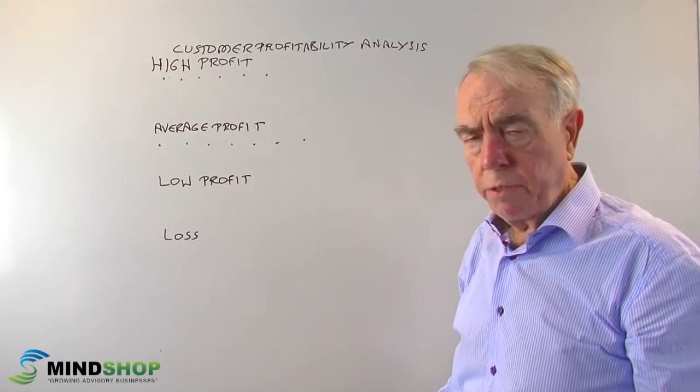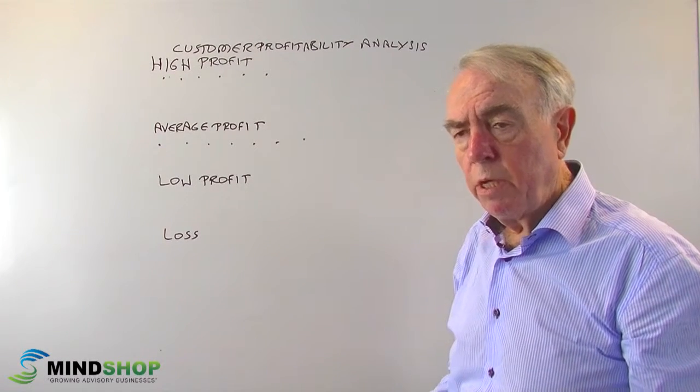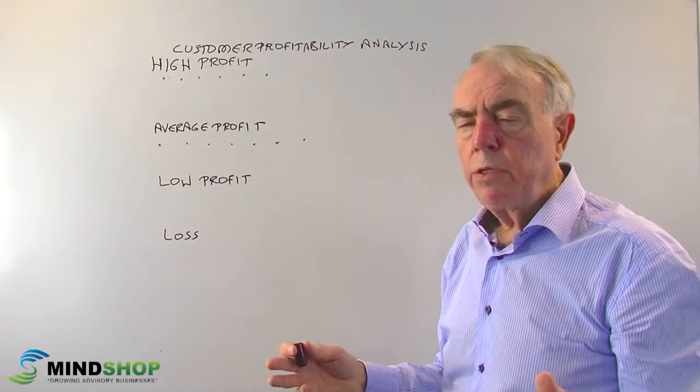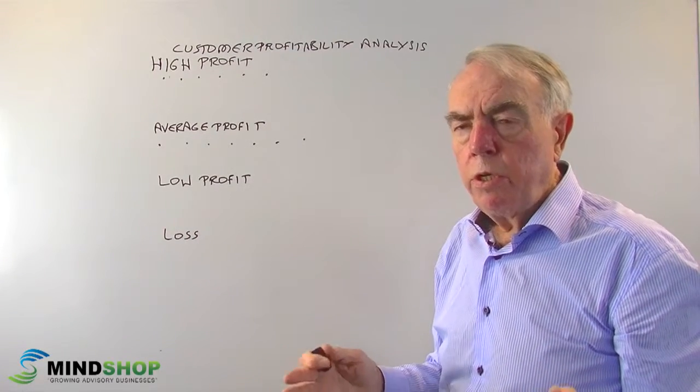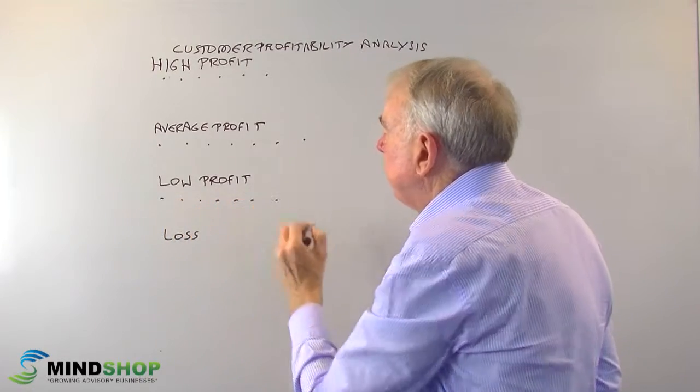And then you go through the process again and ask them to identify the low profit customers. When you take into account all the direct costs and all the indirect costs, which customers do they only make a low profit on, and you write them down.